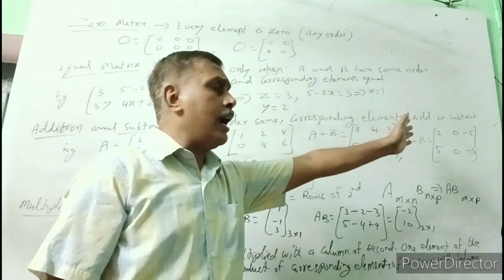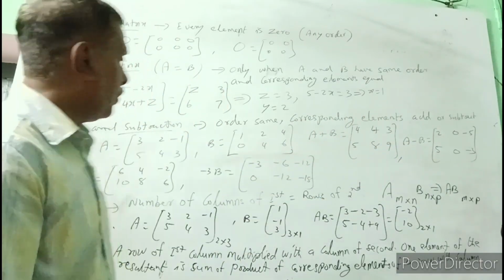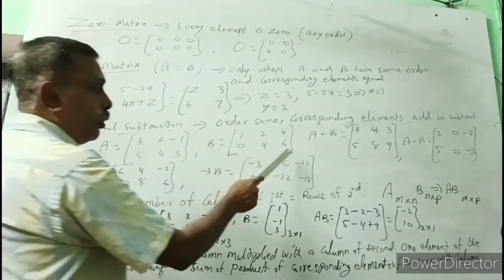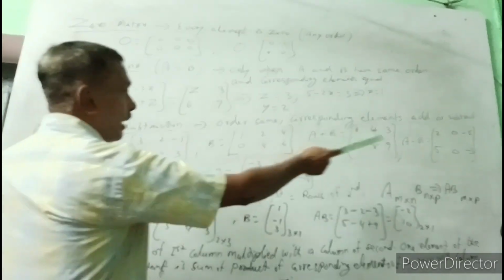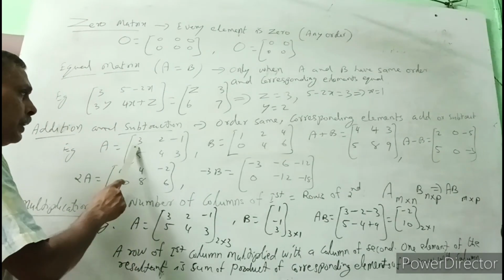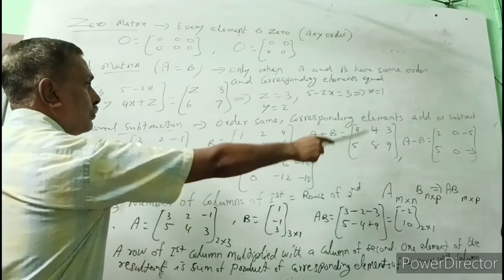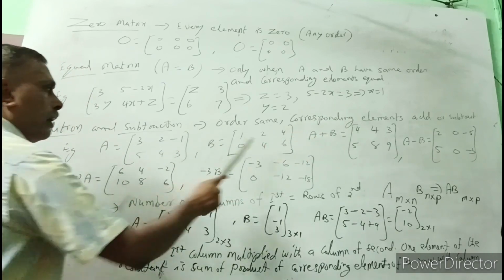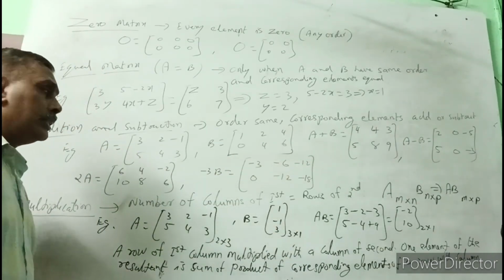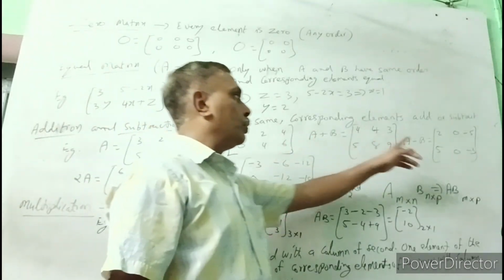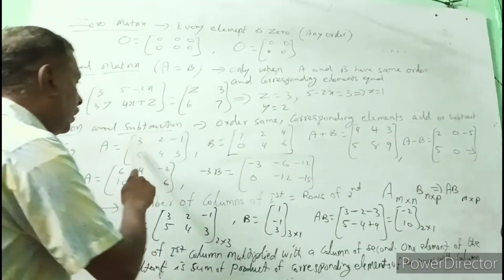And you only have to add or subtract the corresponding elements. Suppose A here is 2 by 3, B is also 2 by 3. So I can find A plus B and A minus B. For A plus B, you add corresponding elements: 3 plus 1, 2 plus 2, minus 1 plus 4. Similarly, corresponding elements add, and you will get a same-order matrix as the sum, and also the difference. And for the difference you have to subtract.